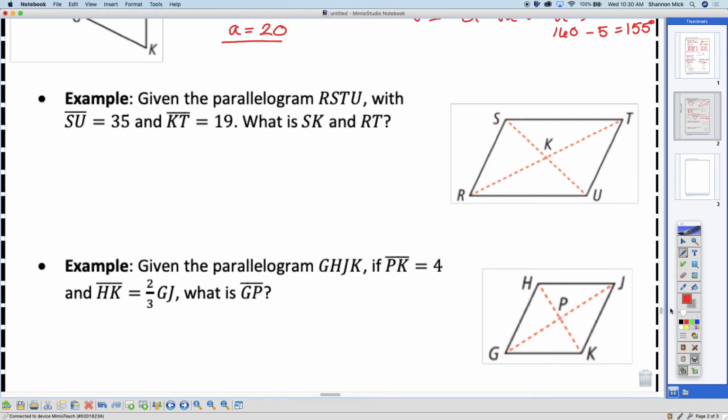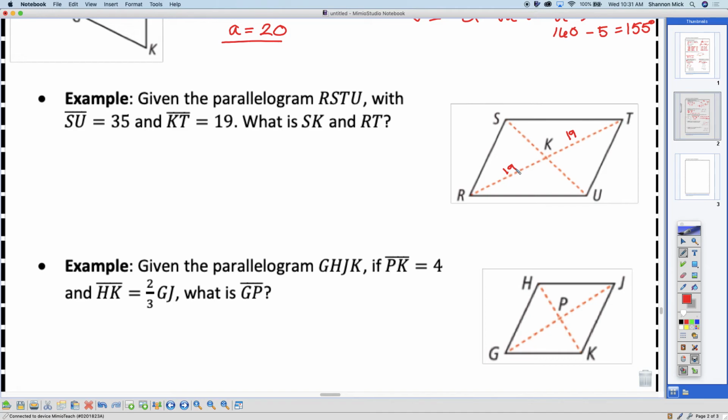Okay. So now we're with diagonals. What do we know about these diagonals? They cut each other in half, they bisect. Okay, so it says RSTU. It says SU is 35. So that's the whole thing equals 35, yes? And then it says KT is 19. So this is 19. That means this is 19 too. Okay, so it wants SK.